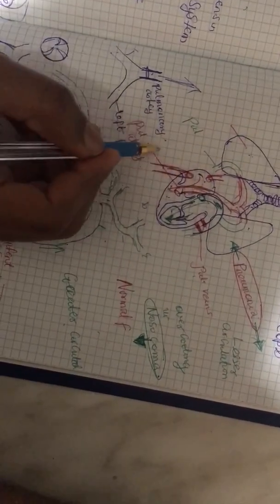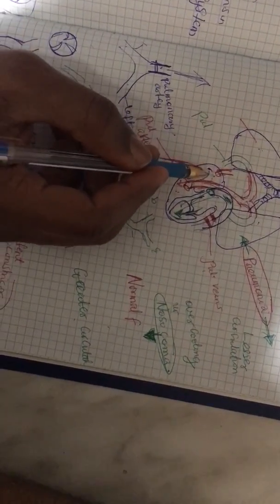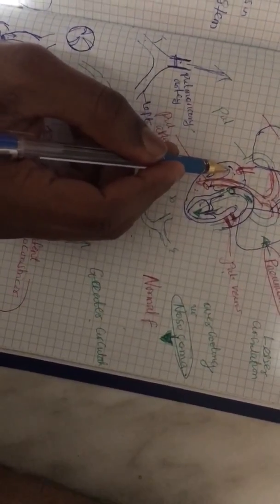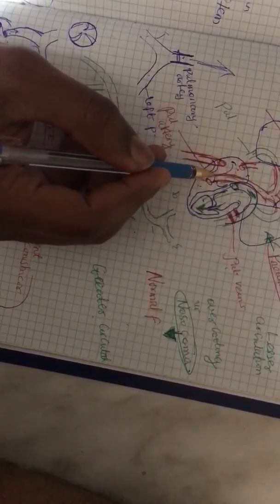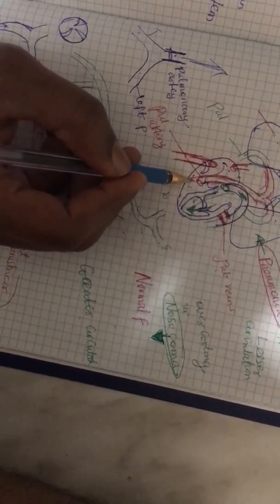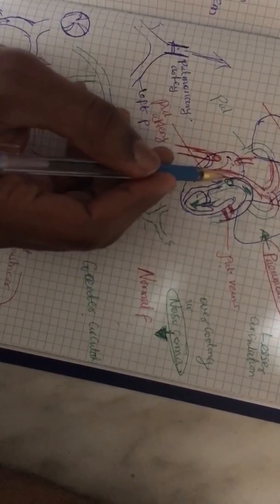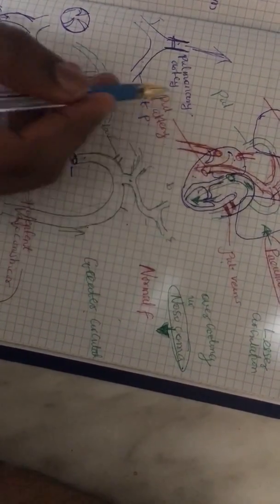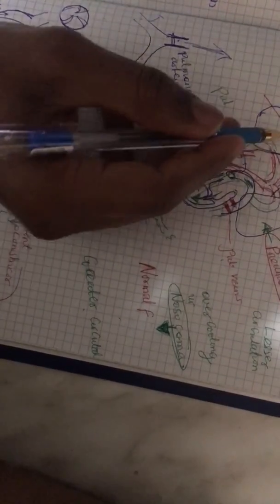Okay, let us now check. Blood is coming from the body from the superior and inferior vena cava into the right atrium. From the right atrium, the atrioventricular valve opens and blood comes to the right ventricle. Now, from the right ventricle, blood is going to the pulmonary artery, but the pulmonary artery is blocked. How will this blood get into the lung?